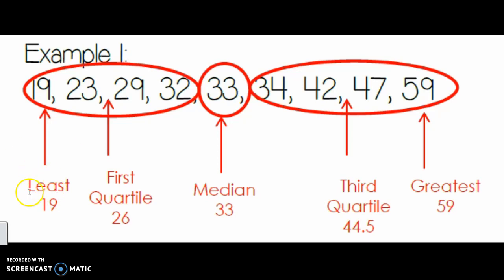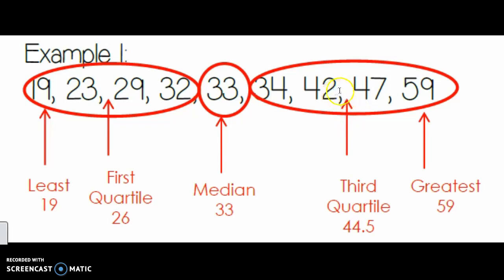So right now we have our least, or our lower extreme. We have our first quartile, or lower quartile. We have our median. And now we're going to do the same exact thing with the upper numbers. Again, there are 4, so there's not a number right in the middle.